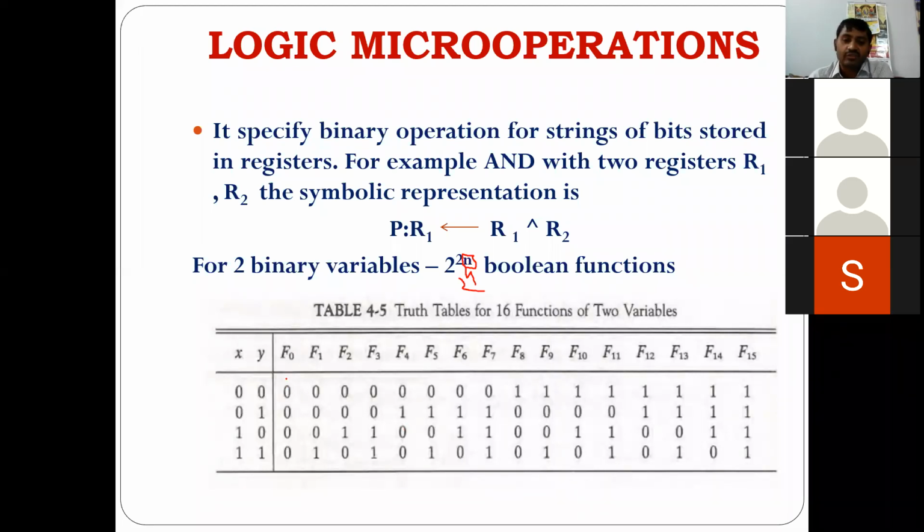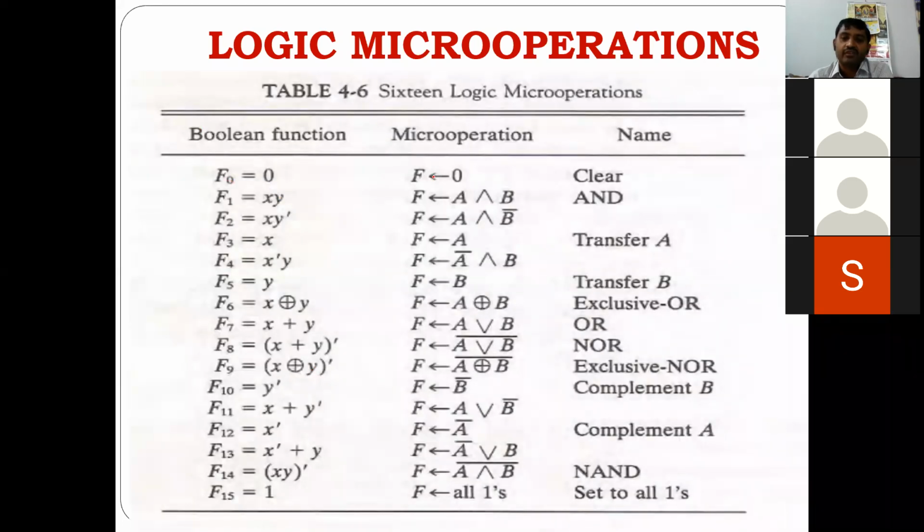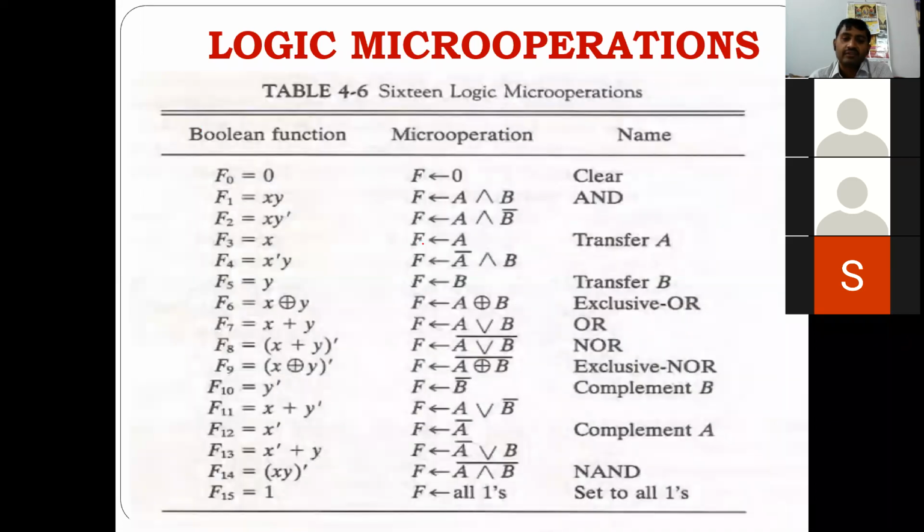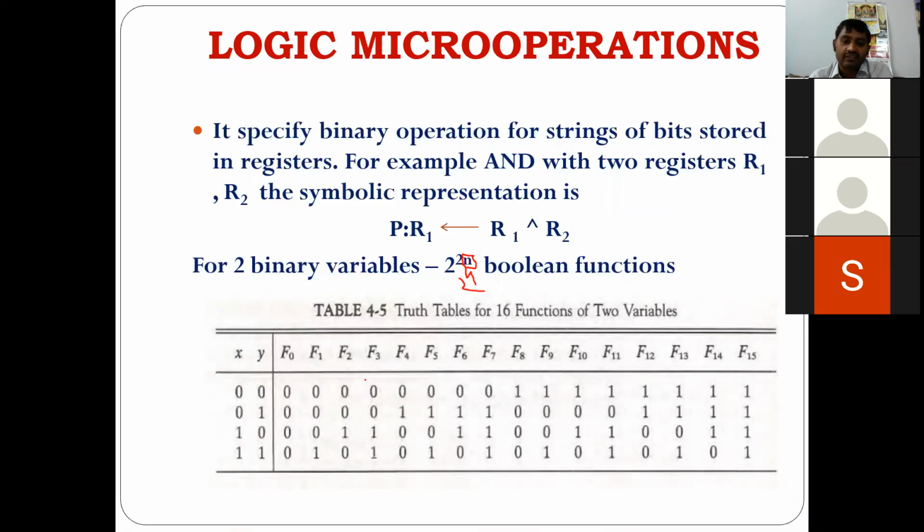See, this f0 is equal to 0, which means it is a clear. See here, the operations will be like this. So f0 is equal to 0, that is called clear. F1 is equal to xy. See here, xy: 0 0 0, 0 1 0, 1 0 0, 1 1 1, which means that f1 is the AND operation. Similarly, f2 is x y bar, and f3 is simply x. What is f3? Whatever is x here, the same thing is f3.